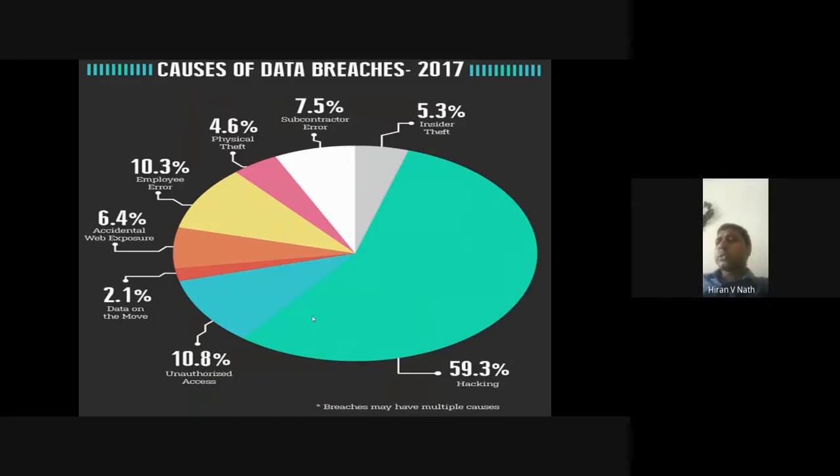The major causes of data breaches: this is a report based on 2017. It is a little bit old, but not very old. The majority of breaches are caused by hacking, where someone is able to hack into the system. The second is unauthorized access.